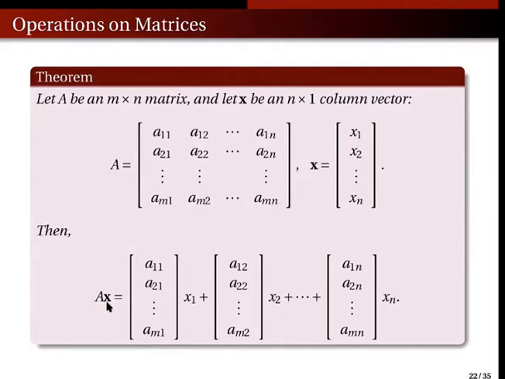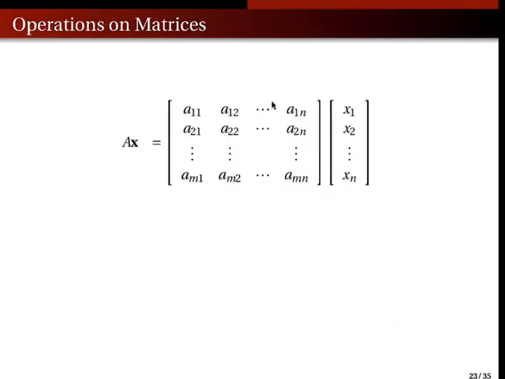So AX equals the first column of A, A11, multiplied to the first entry of X, and then the second column of A multiplied to the second entry of X, until we have the last column of A multiplied to the last entry of X. Okay, so how do we see this? Let us start with the following.